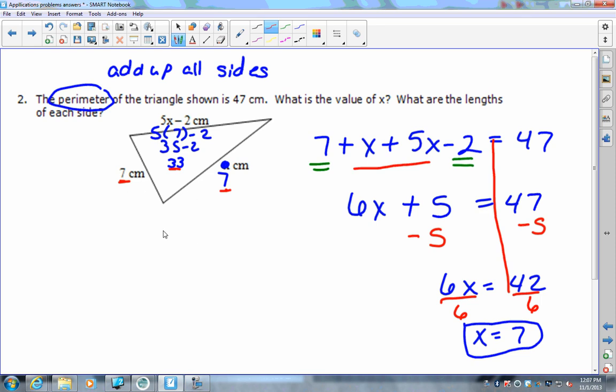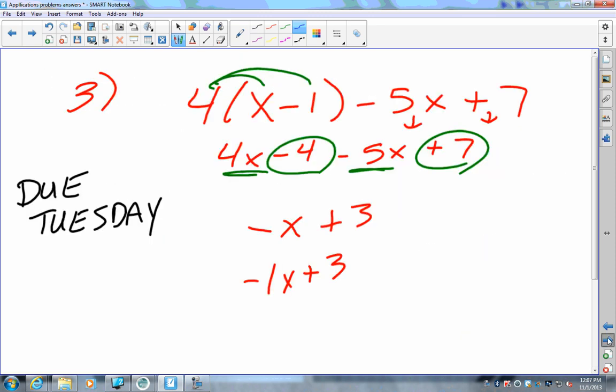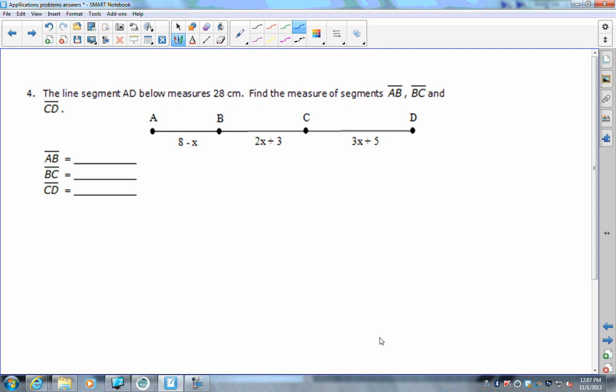Because actually, if you look at this triangle, and I have 33, 7, and 7, even though it's drawn all screwed up, these two sides are the same, right? That's an isosceles triangle. Just throwing at you some geometry. All right. All right, let me go through here. All right, here we go.